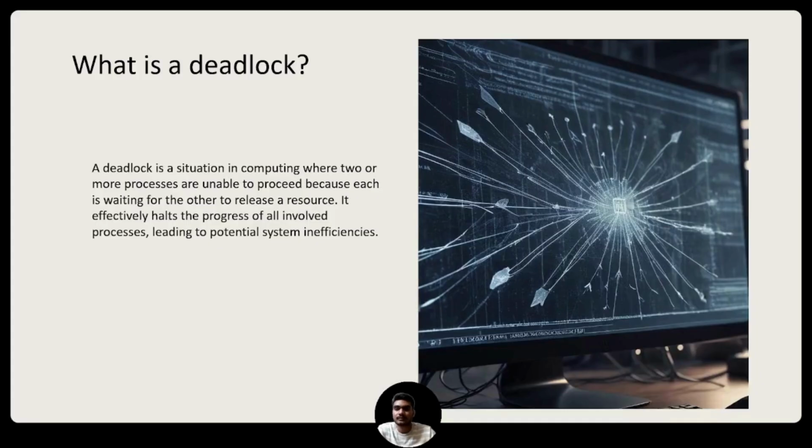Definition. What is deadlock? A deadlock is a situation in computing where two or more processes are unable to proceed because each is waiting for the other to release a resource. It effectively halts the progress of all involved processes, leading to potential system issues.